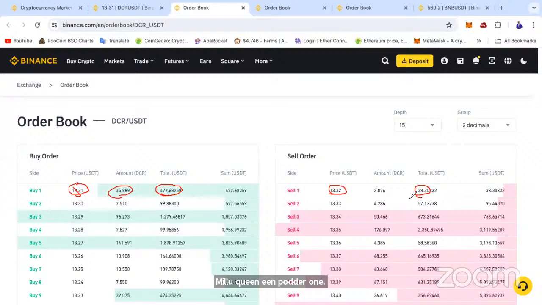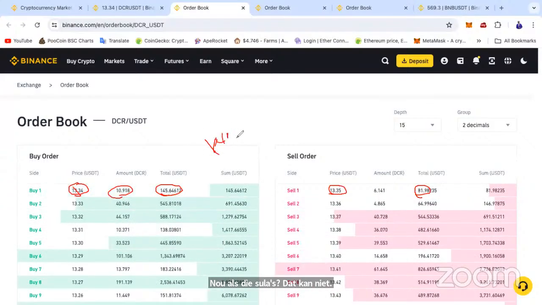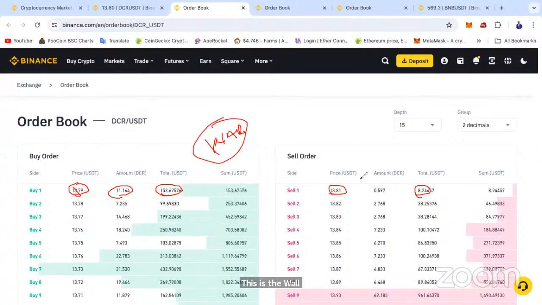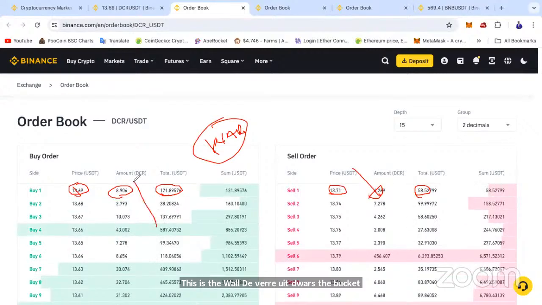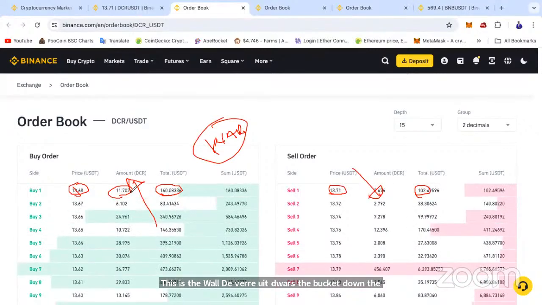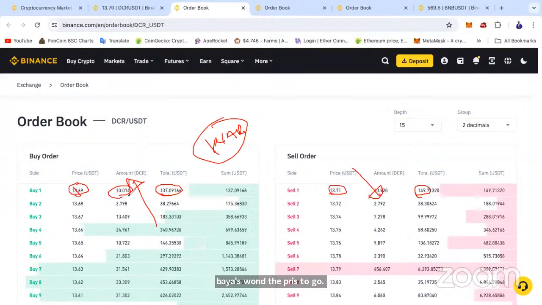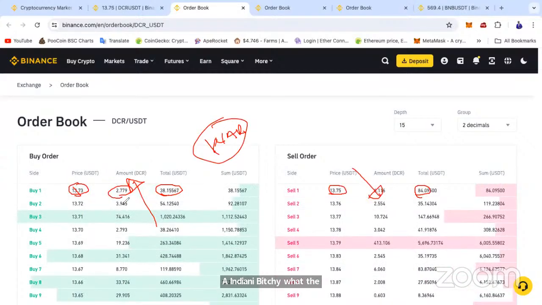Now, as these sell orders are coming in, remember this is a war. This is a war. The sellers want the price to come down. The buyers want the price to go up. Give me one in the chat if that is clear. The sellers want the price to come down. The buyers want the price to come up.